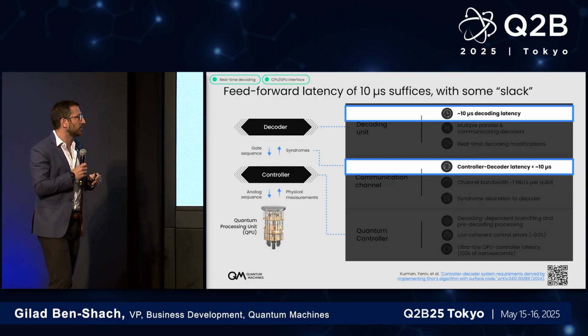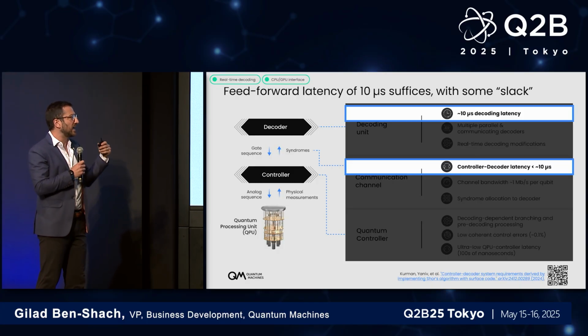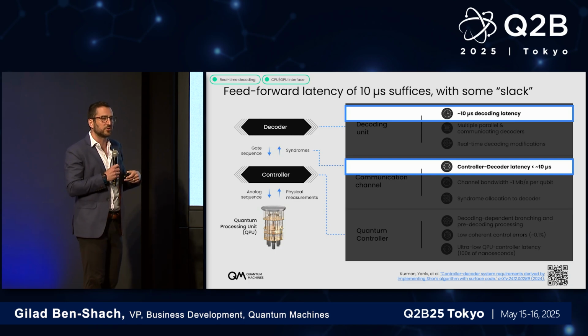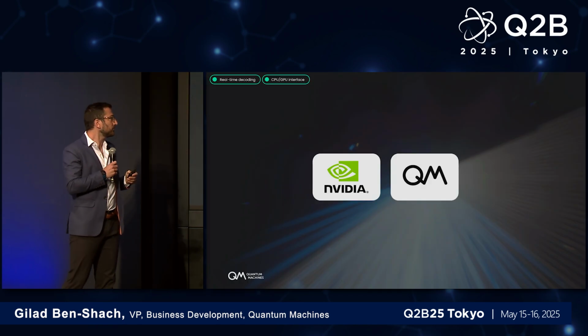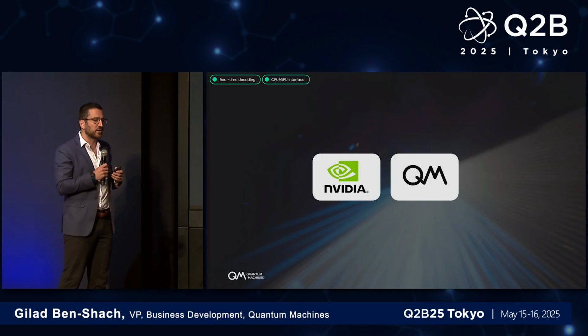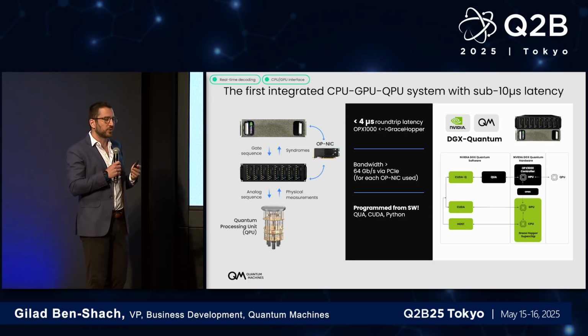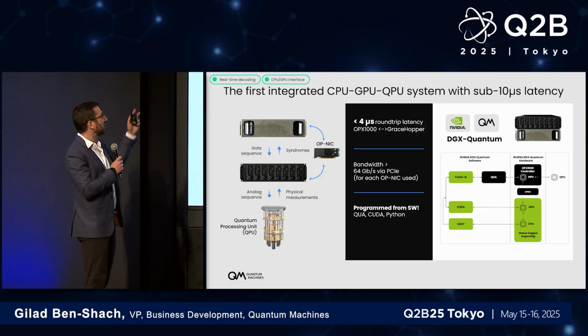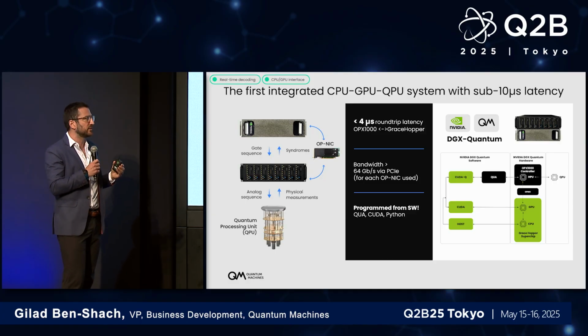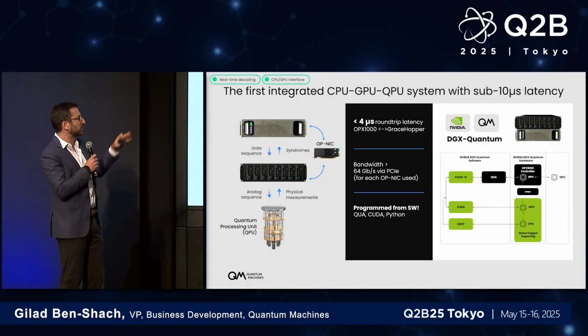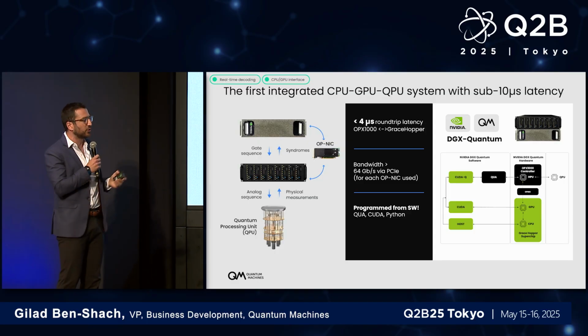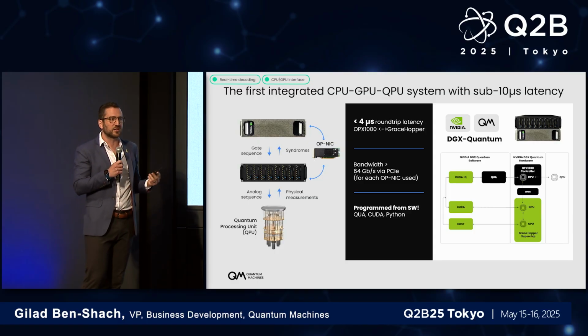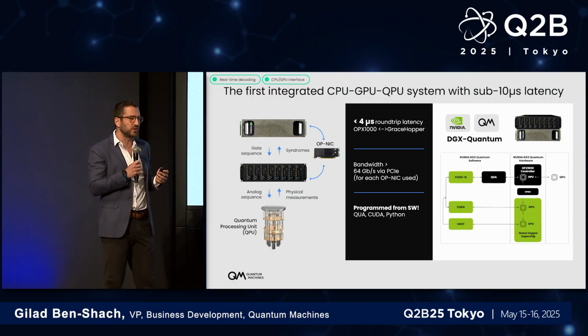I want to tell you a little bit more now about the middle piece, the low latency connection between the controller and the decoder. This is something we're doing together with NVIDIA. We have a joint product, we call it the DGX Quantum. The DGX Quantum takes the OPX 1000 that we've been talking about until now and tightly couples it through a specialized network card you can see, called the OP-NIC, to an NVIDIA Grace Hopper server, so CPU and GPU.